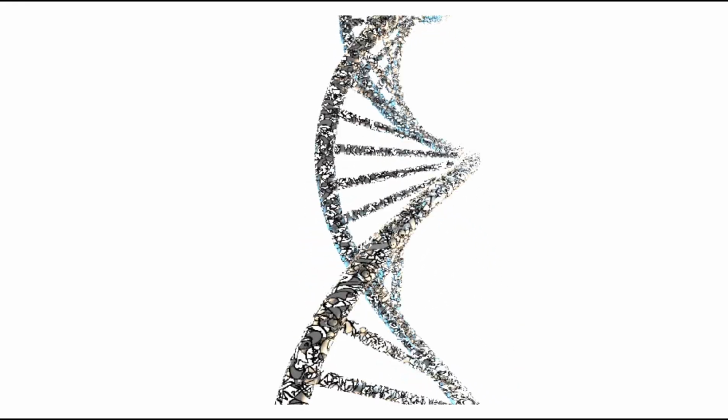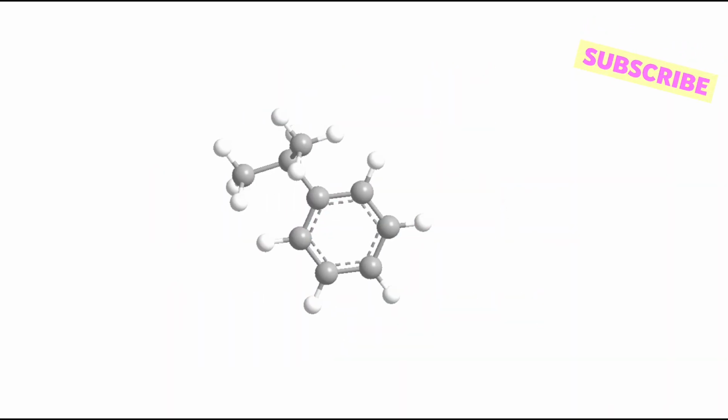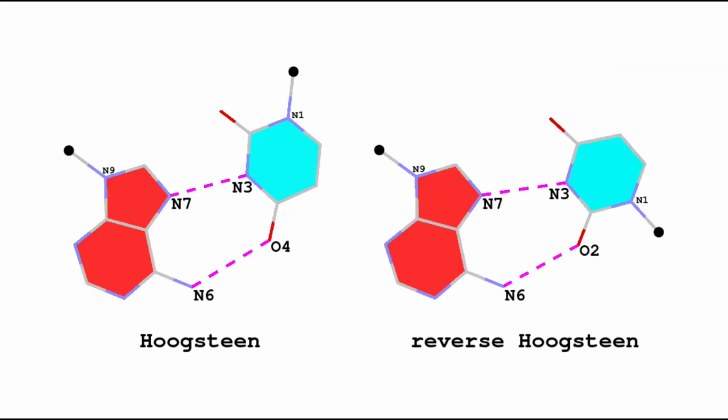But this isn't the only way DNA can function. Under certain conditions like DNA damage, protein binding, or chemical stress, base pairs can change their geometry, and this is where Hoogsteen base pairing comes into play. In 1963, the scientist Karst Hoogsteen observed something unexpected using X-ray crystallography. He found that adenine and thymine could pair in a different way, one where adenine used its N7 position instead of N1 to form a hydrogen bond with thymine's N3. This alternative geometry was later named Hoogsteen base pairing in his honor.